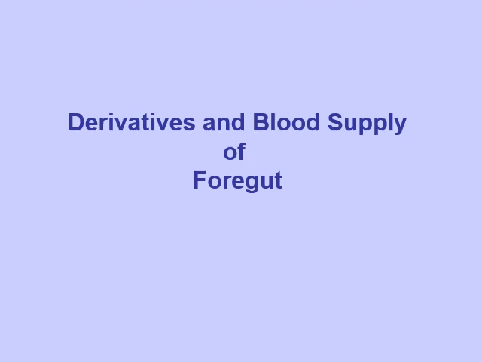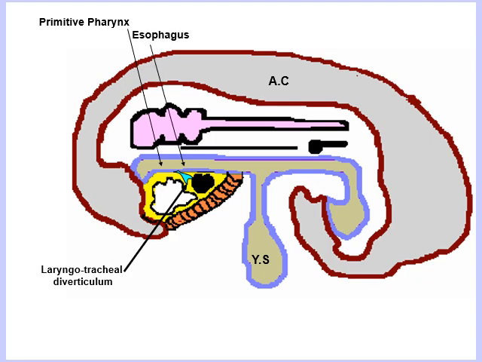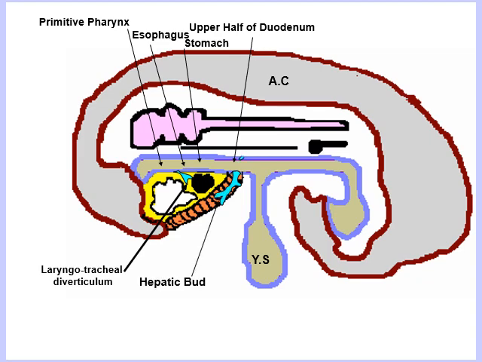Derivatives and the blood supply of the foregut. The foregut will give rise to laryngotracheal diverticulum, ودي اللي هتكون development of the respiratory system, will give rise to the primitive pharynx and esophagus, stomach, and upper part of duodenum, developing hepatic bud and the developing pancreatic bud, اللي هم هيكون the origin of the pancreas and liver.